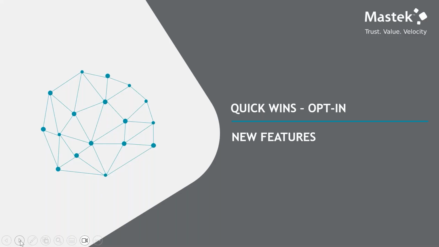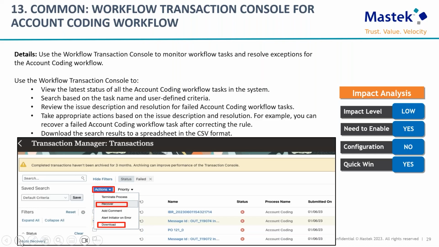So our next category of features is opt-ins, which means the features which need to be enabled. The first feature from this category is from the common area, which is workflow transaction console for account coding workflow.